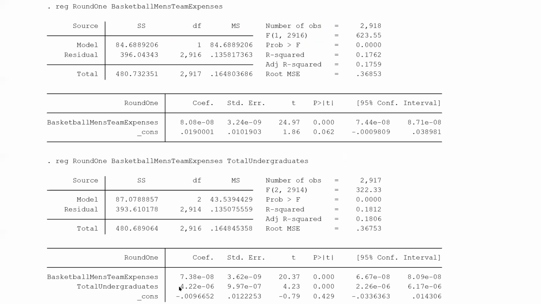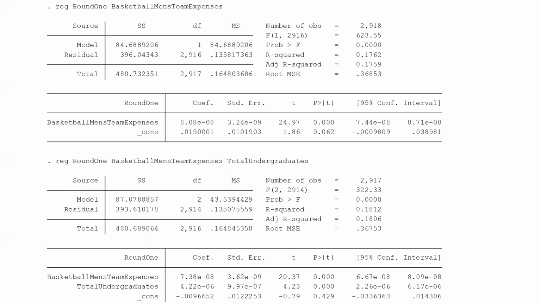How would we interpret this total number of undergraduates coefficient? How would I start out that interpretation? What's the units of that X variable? If I had one more student enrolled, the increase in the probability that that team would make the NCAA tournament would go up by 0.00004. So pretty small, but one student, once again, is a small unit change.